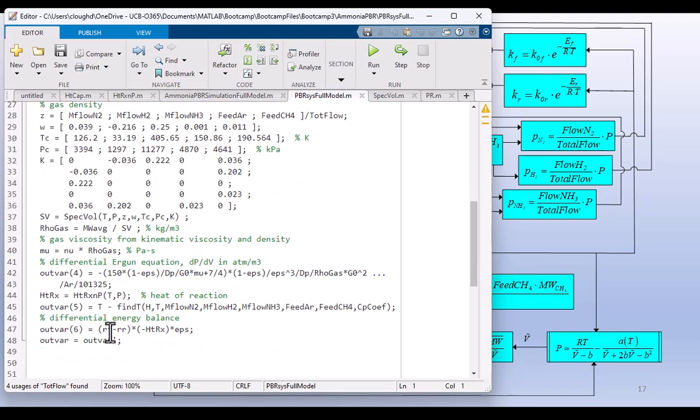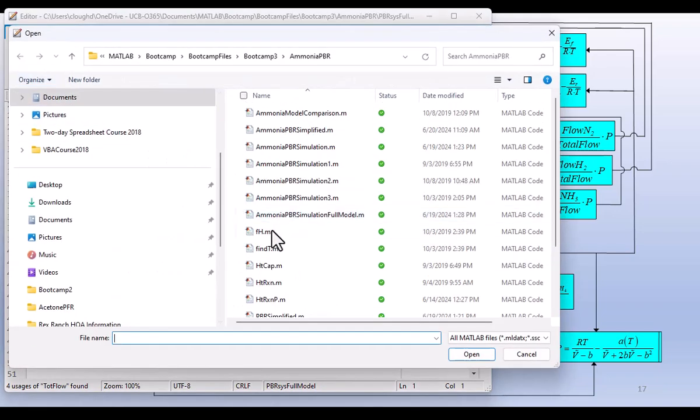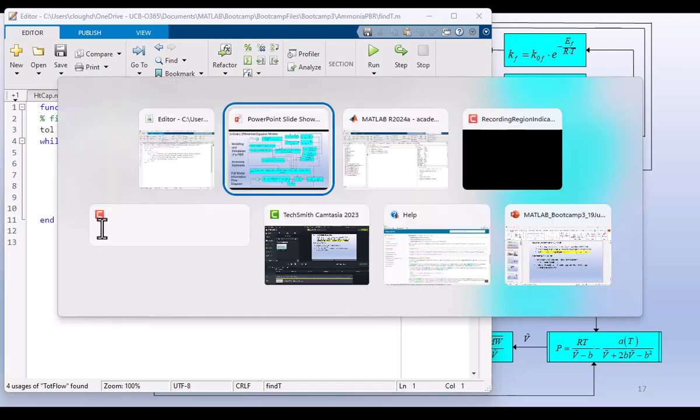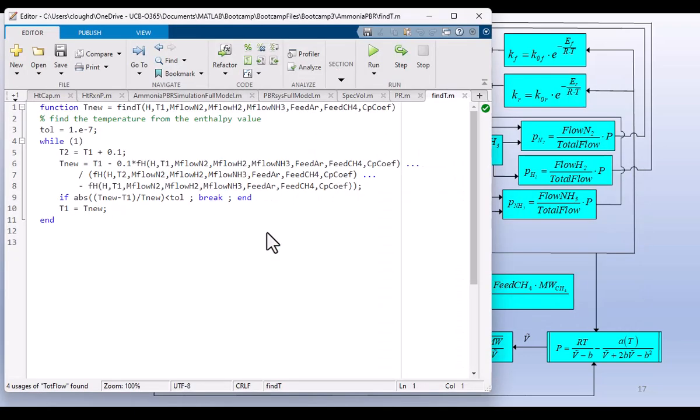And then we have an algebraic equation in order to find the temperature, all right? And that uses a routine called find T. So if we open that, here it is. And again, this is a routine that uses that same modified secant method to solve the enthalpy balance for temperature. And that is this one here, to solve that for temperature.